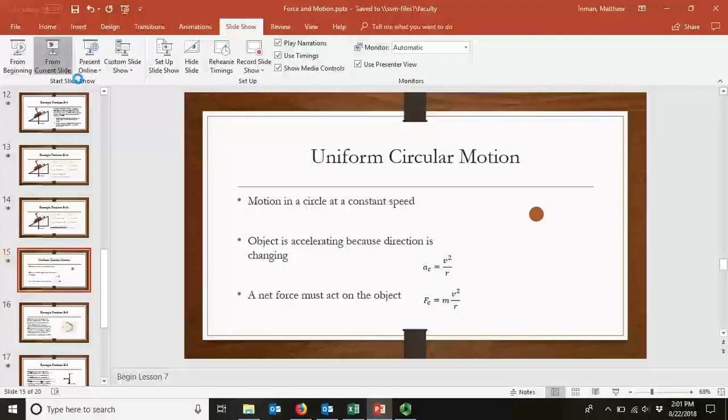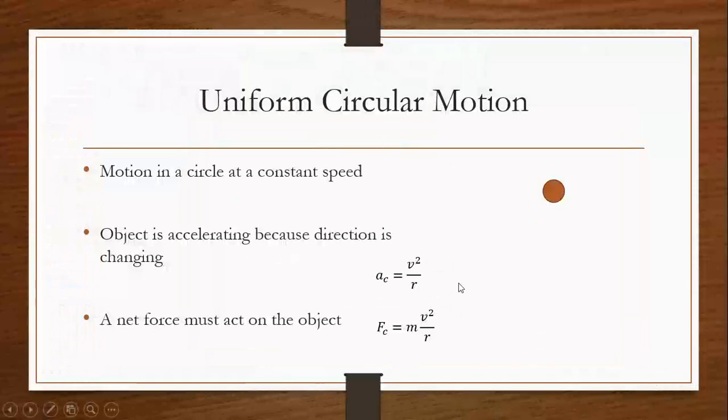All right, so in this particular lesson, we're going to look at probably one of the odder applications of Newton's second law, and that's when we talk about uniform circular motion. Uniform circular motion is anytime an object is moving in a circle at a constant speed. Now, I know my little circle here doesn't look like it's moving at a constant speed. That's actually an optical illusion, by the way.